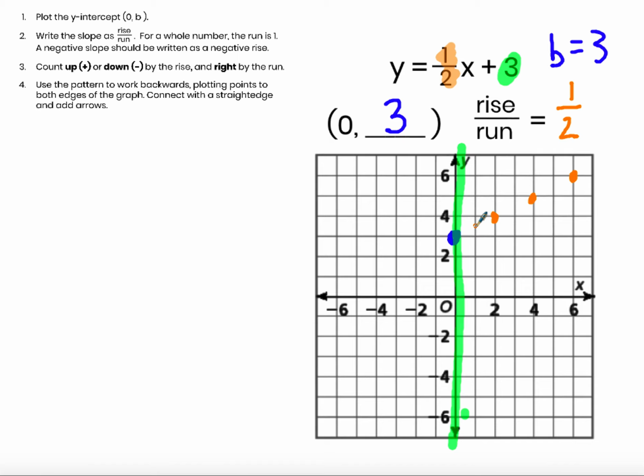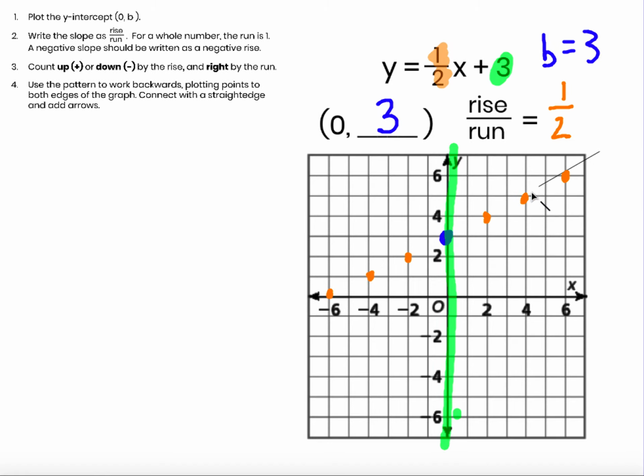But we're not going to plot fractional coordinates. So instead of over 1 up a half, over 1 up a half, we're going to use the idea of rise over run to only plot precise points that are directly on the grid. Up 1 over 2, up 1 over 2. Working backwards, you may just be able to visually continue the pattern, or instead of up 1, right 2, we go down 1, left 2, down 1, left 2.